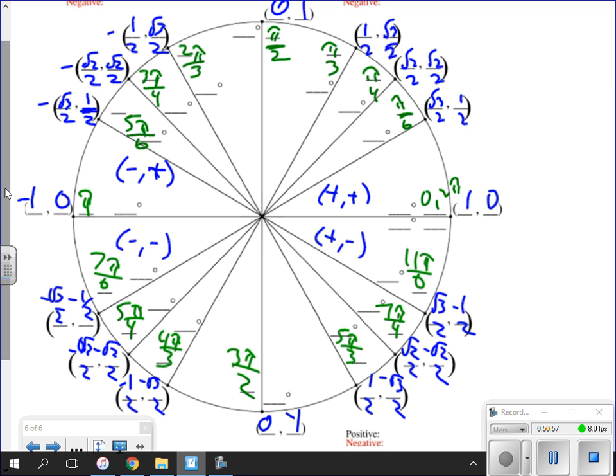No, I'm not going to care about the degrees. I'm going to care about the radians. Because the degrees are easy to fill in, and honestly, we're not going to do a whole lot with degrees. You need to know the radians a lot more than you do the degrees.